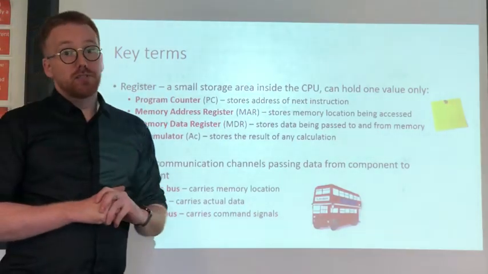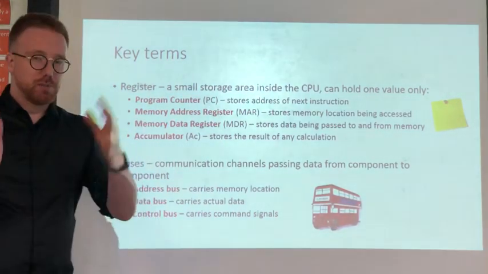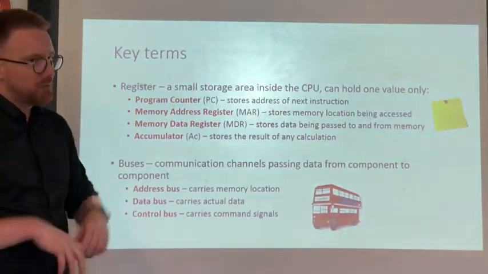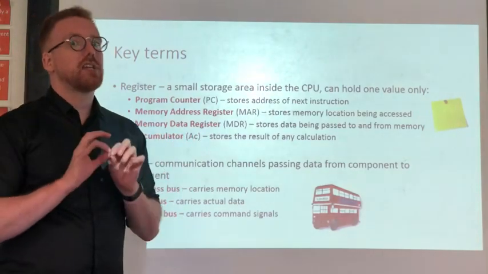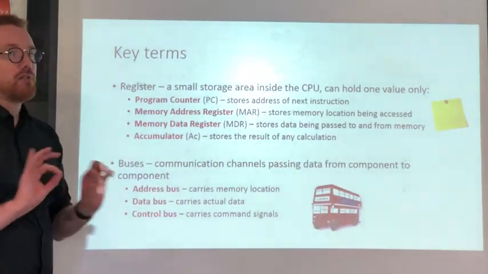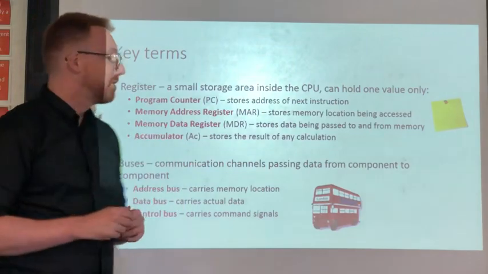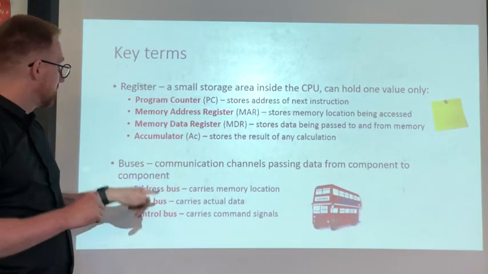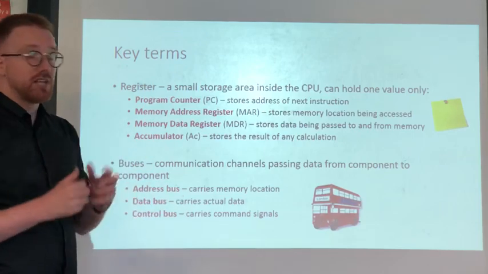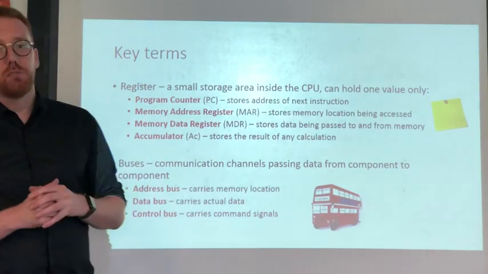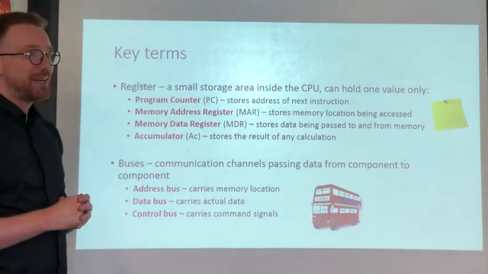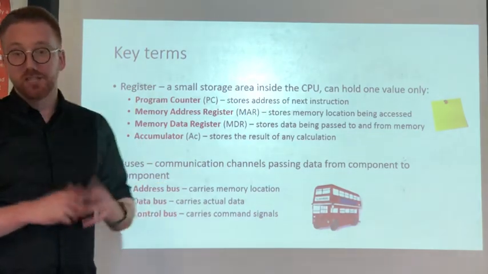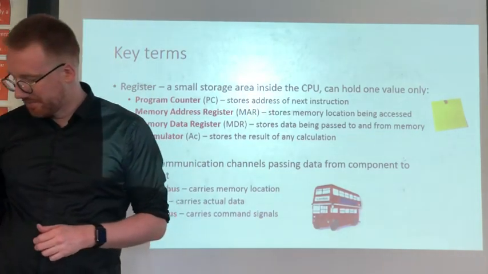Data then moves about the system between the different components, between the processor and main memory, using what we call buses. Now, if you were to take the top off a PC, you'd see lots of tiny wires. Those tiny wires are the buses. We've got an address bus, which carries the memory locations, the data bus, which carries the actual data, and the control bus, which carries what we call command signals. We'll see how all these things fit together on the next series of slides.